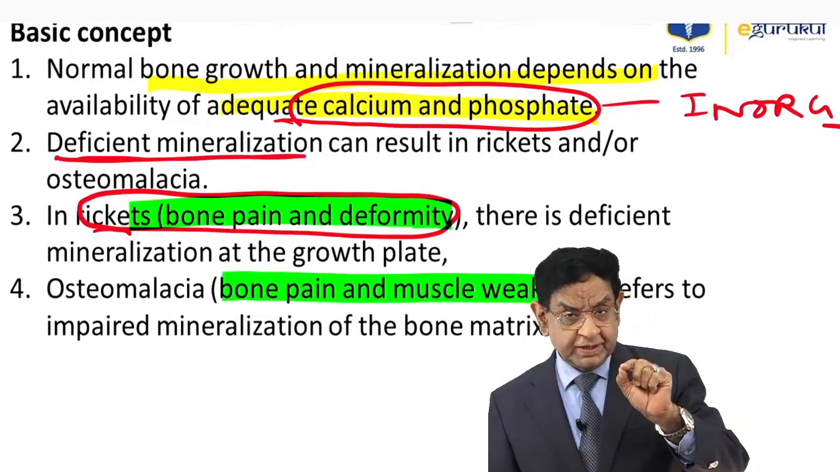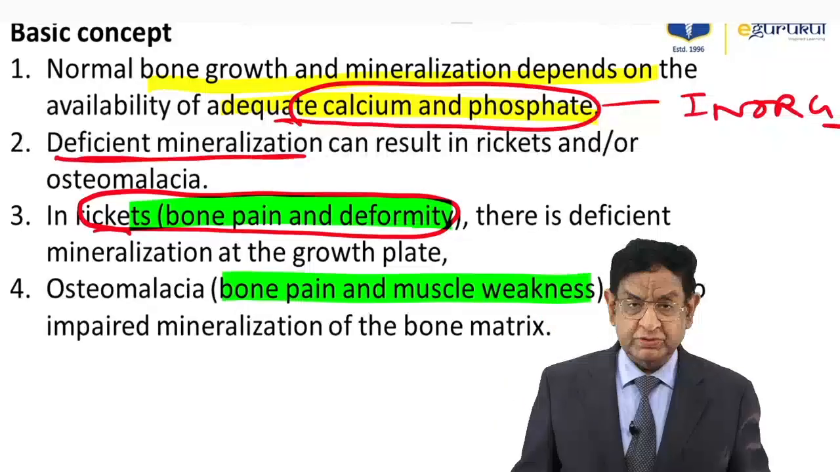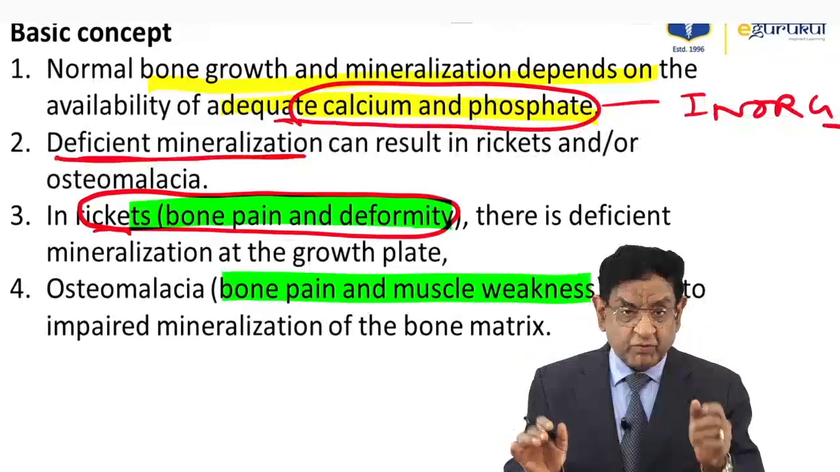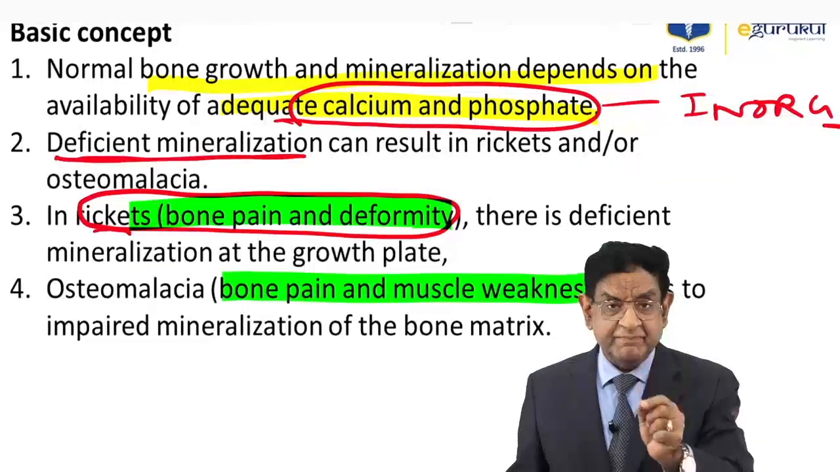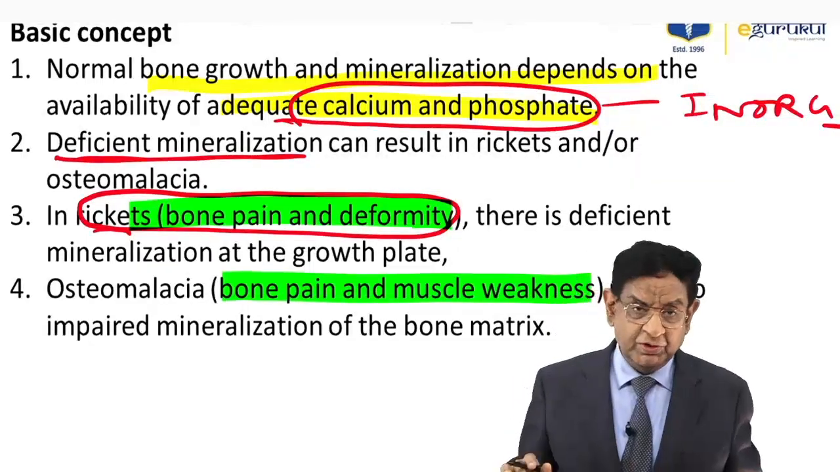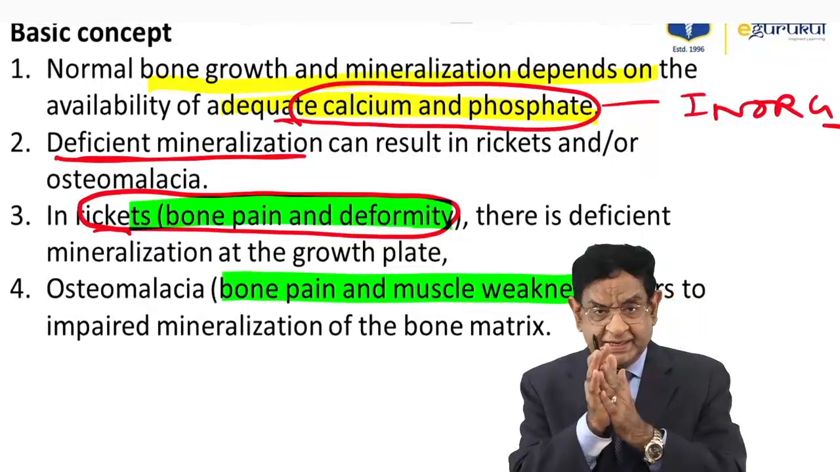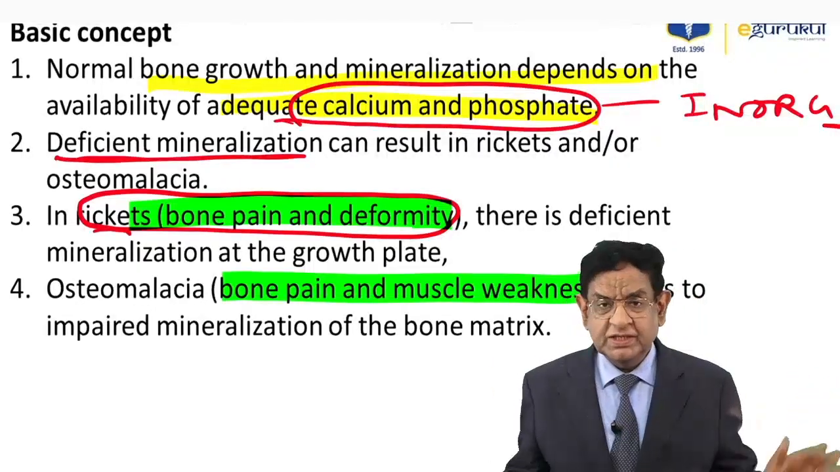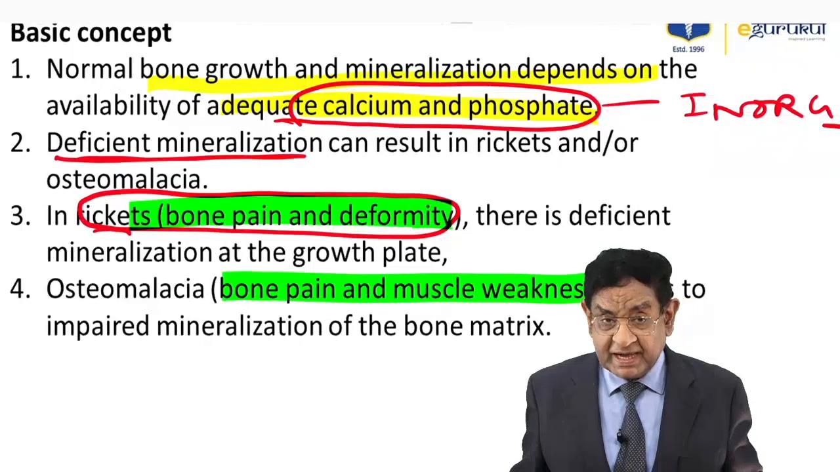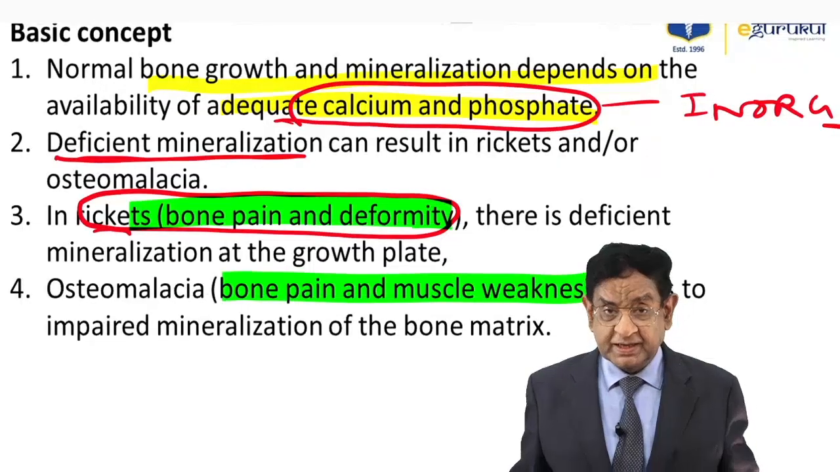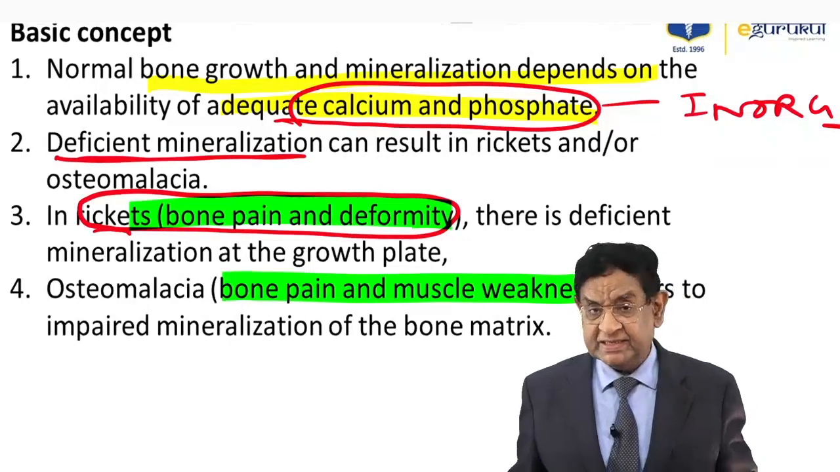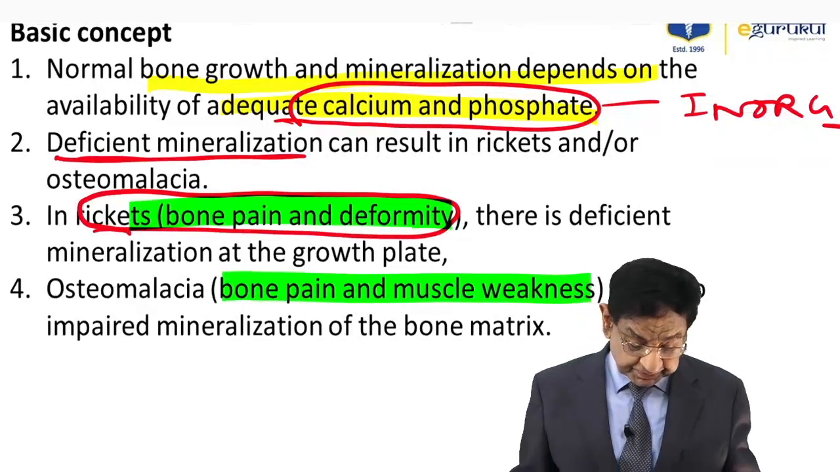Point to be noted. Bone pain is there in both conditions, but in children there is deformity because the bone is weak. Why? Well, this problem is occurring when the growth plate is working. But as I told you, osteomalacia occurs when the growth plate has already gone. It is fused. So now it is more of a muscle pain. Muscle pain can be there in rickets also, but bony pain is the classical thing that we see in both, and muscle weakness more in osteomalacia.